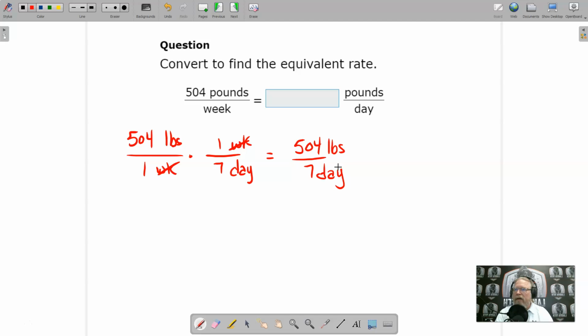All right, now we're at 504 pounds over 7 days, but they just want for 1 day. So let's go ahead and divide both the numerator and the denominator by 7. So I already have 504 in here. No, actually I don't. 504 divided by 7 is going to give me 72. So just like whenever we did unit rates, I divide both the numerator and the denominator by 7. LBS in 1 day. So we see that 504 pounds per week is equal to 72 pounds per day.